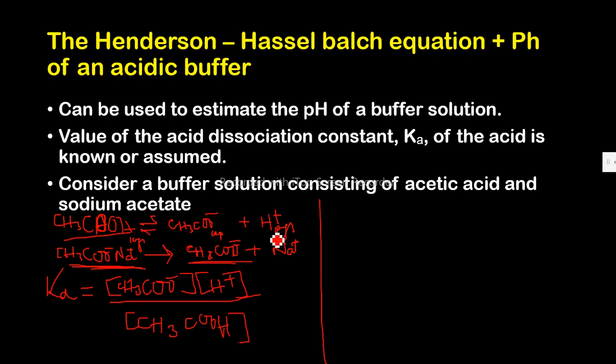In fact, the concentration of hydrogen ions is equal only to the acetate ions that dissociated from the acid. But remember this equilibrium, you have both the acetate ions from the acid and the acetate ions from the strong electrolyte. So that assumption doesn't work.